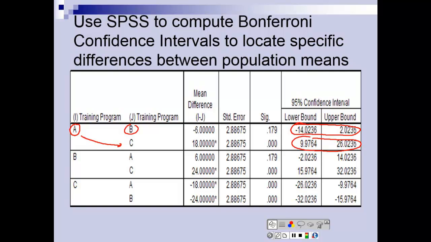And look, what this says is A, we think, is somewhere from about 10 to 26 points higher than C. And then I'm going to go to B and C. I'm not going to do B and A because I already did A and B. I get about 16 to 32. So I think that the population mean for B is between 16 and 32 points higher than it is for C.